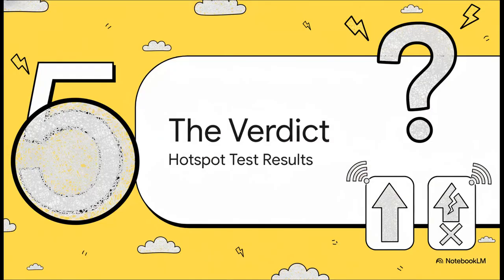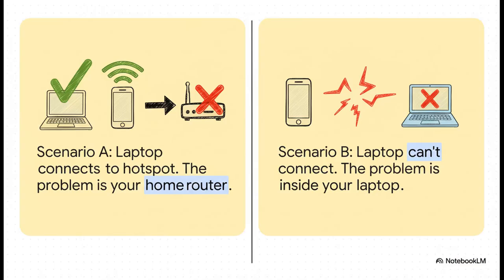Okay, the results are in. What just happened, or what didn't happen, tells us exactly where we need to focus our efforts from here on out. There are only 2 ways this could have gone. This test gives us a crystal clear answer.